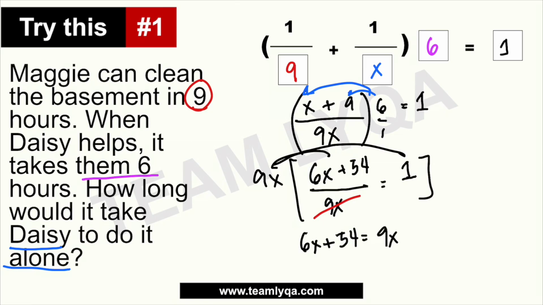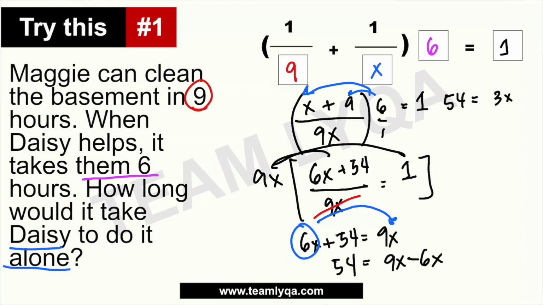And to leave the x on one side, I'll move the 6x to the other side. Now we have 54 is equal to 9x minus 6x. That means 54 is equal to 3x. Now, to get x, we divide both sides by 3. So the 3 on the right side will cancel, leaving just x. 54 divided by 3 is 18. So the answer is 18 hours. Okay? So when Daisy is alone, she takes 18 hours to clean the basement.